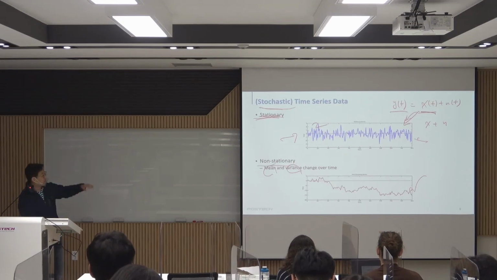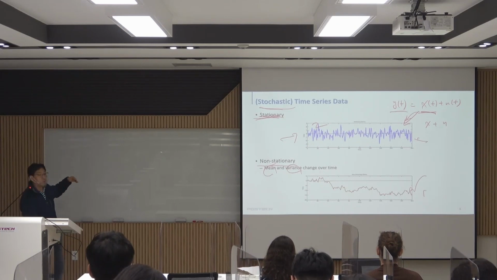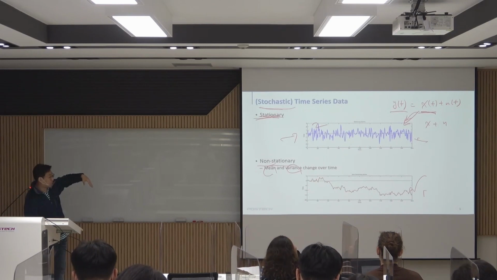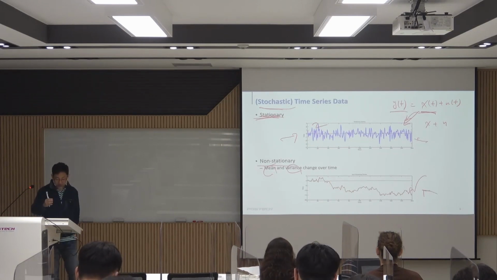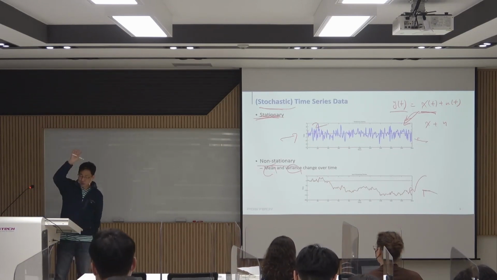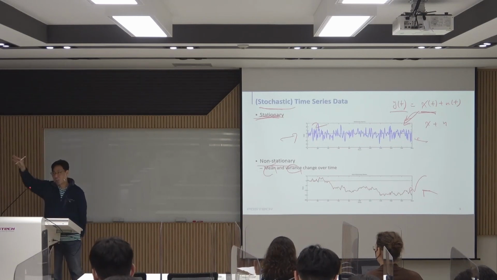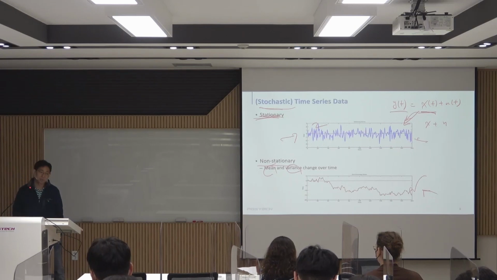Okay, so we call it stationary. And on the other side is non-stationary, as you can see here. Probably over time, the mean or variance changes over time. I mean, these are the definitions that we have. Deterministic or stochastic. Under the stochastic, we have stationary and non-stationary. That's the set of definitions that we have.